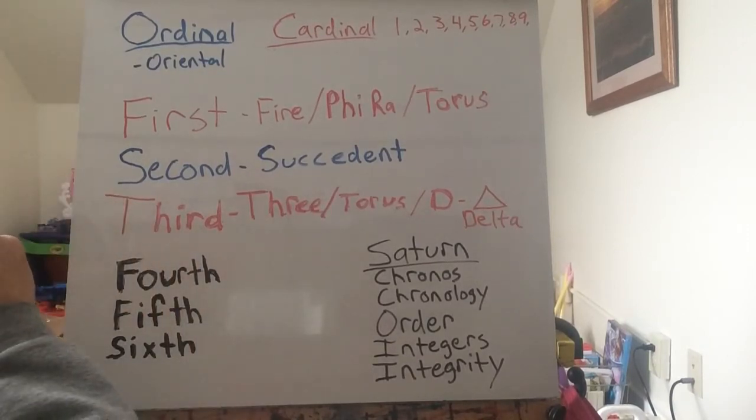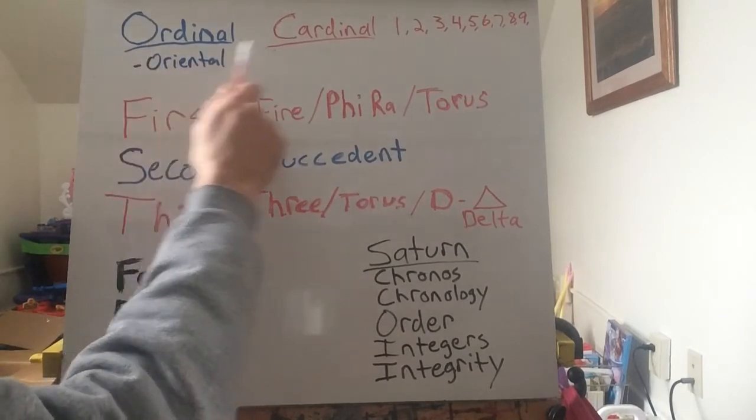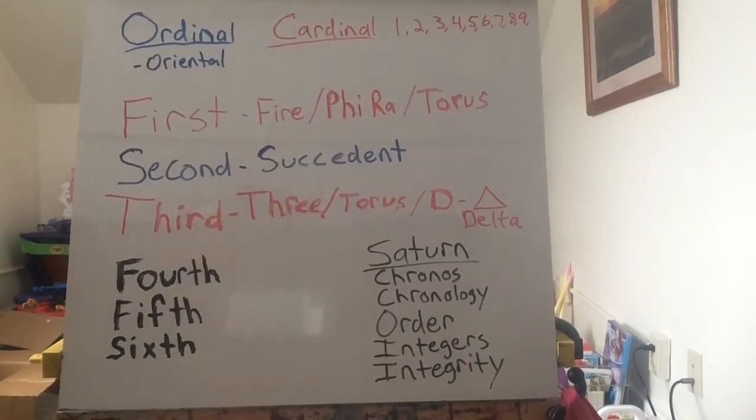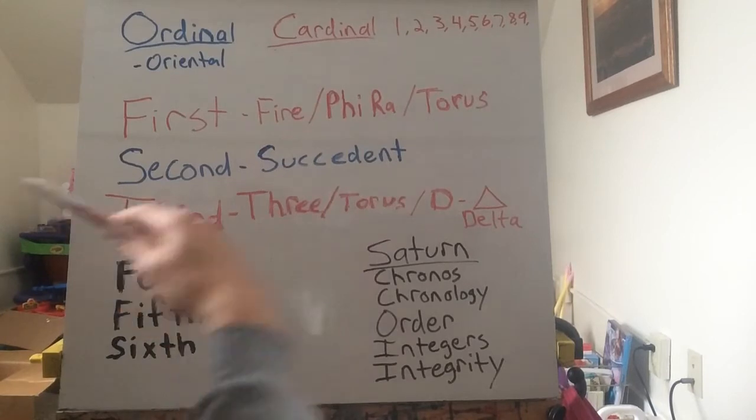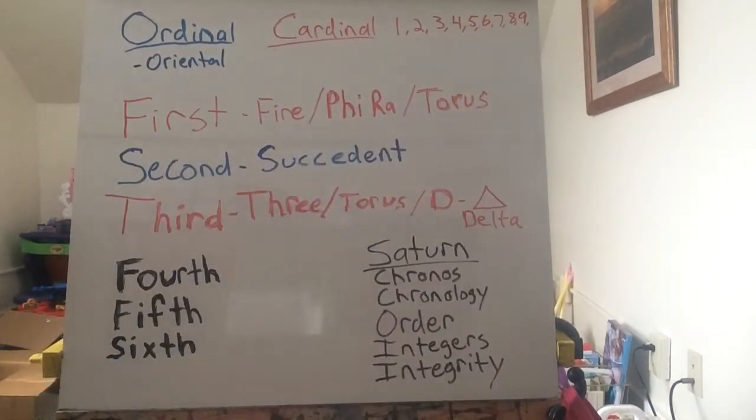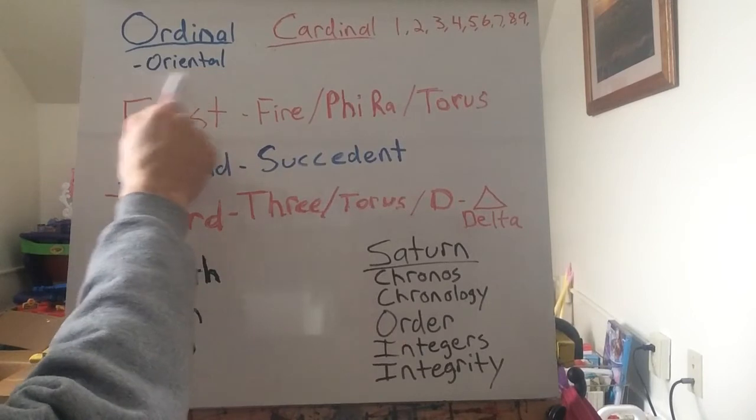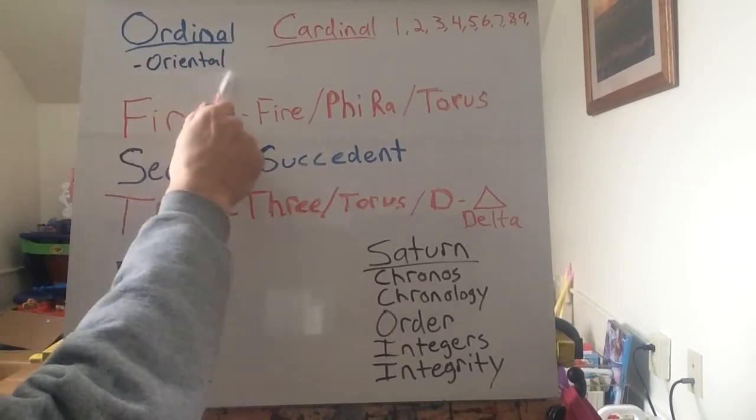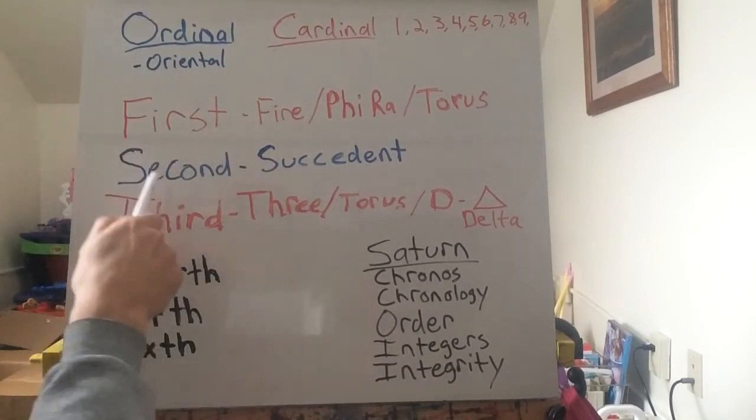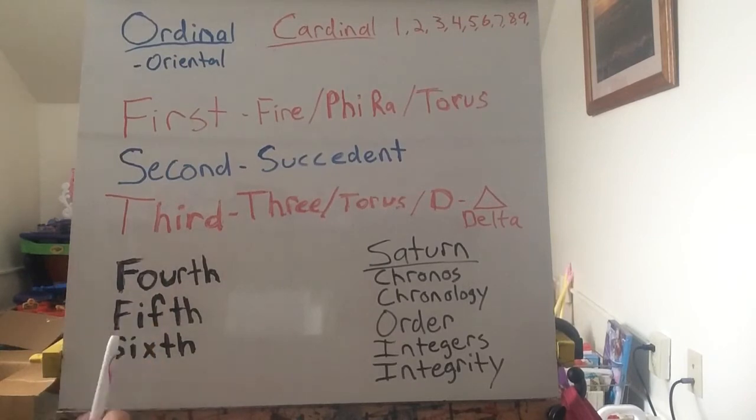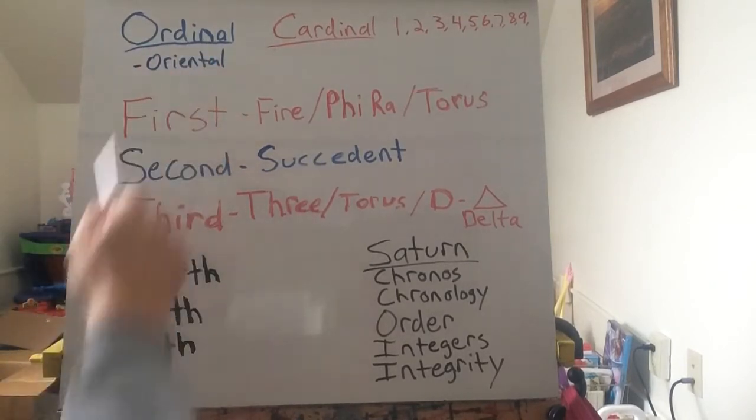But let's just talk about the difference between ordinal and cardinal numbers. Cardinal numbers are just reading them off as they go: 1, 2, 3, 4, 5, 6, 7, 8, 9. Those are the cardinal numbers. The ordinal numbers represent an orientation. I think ordinal and oriental are similar, but it's first, second, third, fourth, fifth, sixth. Those are the ordinal numbers.